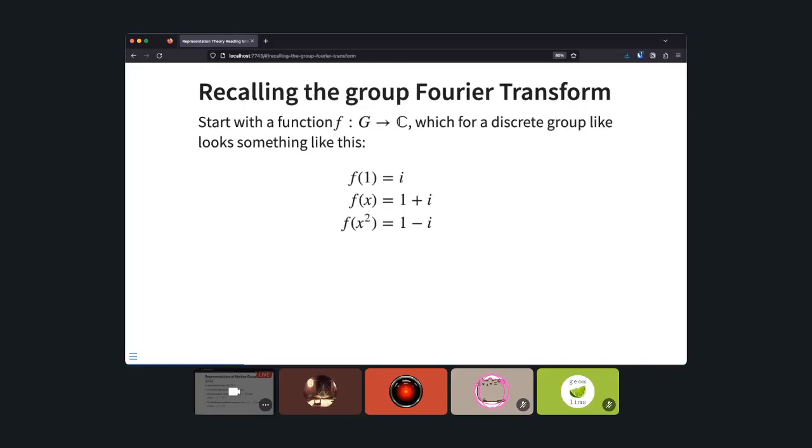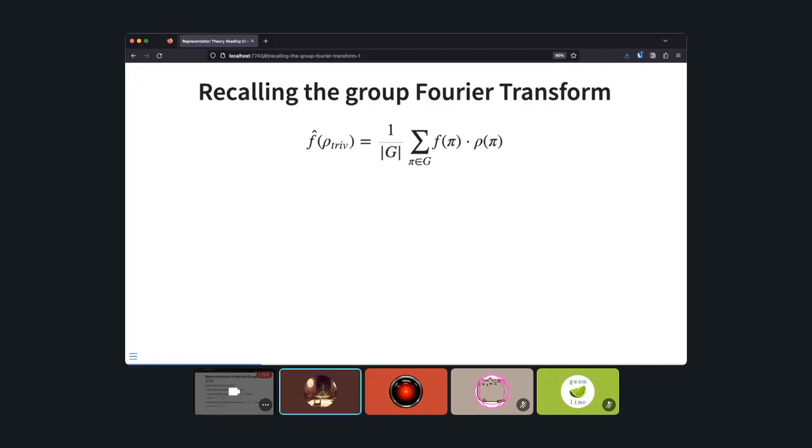I like making these things concrete because bringing it down to earth helps me understand; this is what I do when I'm trying to understand these things. If we have a function on a cyclic group of order 3, it's really simple. It's just these three maps. If f of 1 is equal to i, f of x is 1 plus i, and f of x squared is 1 minus i, what does it actually mean to take the Fourier transform of this function? This is the formula for the Fourier transform.